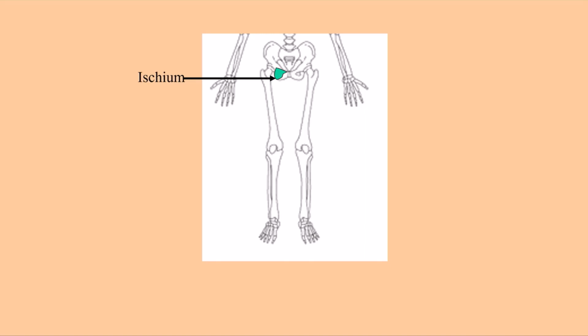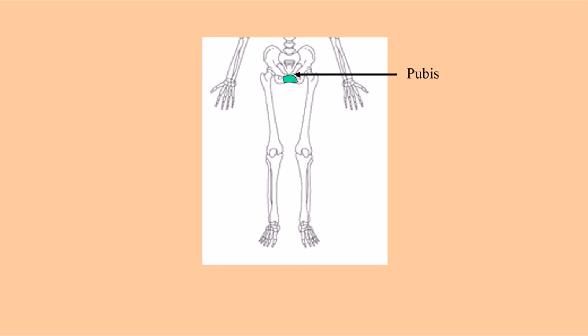Pelvic girdle, that is hip girdle, connects the hind limb skeleton to the axial skeleton. The pelvic girdle articulates posteriorly with the sacrum. Ilium is an irregular, butterfly-shaped bone. Ischium forms the middle part. Pubis, the two bones are joined by a cartilaginous joint called pubic symphysis.